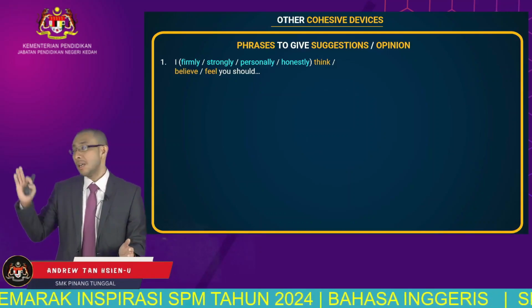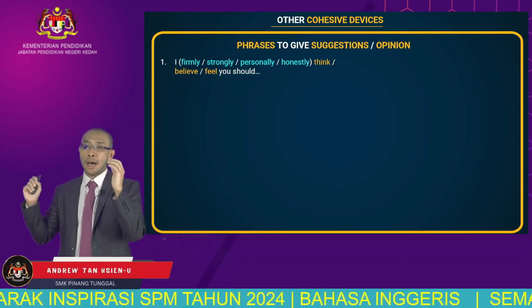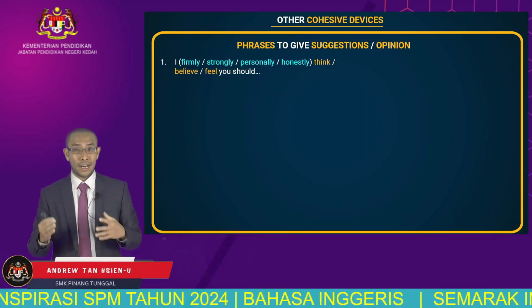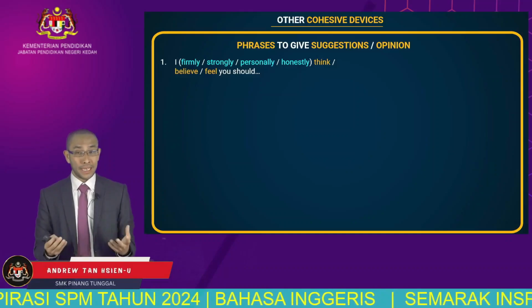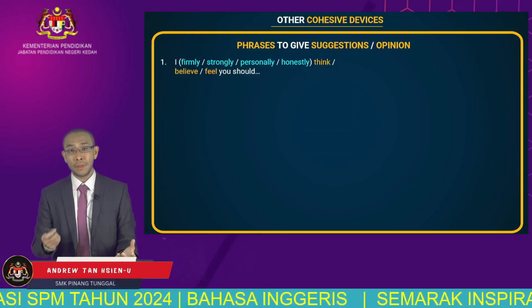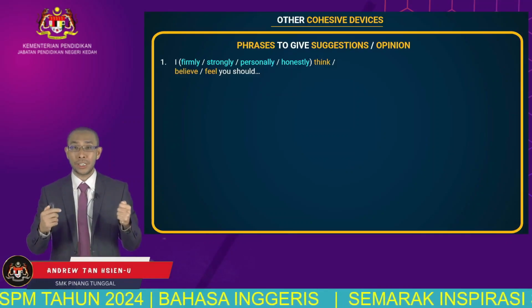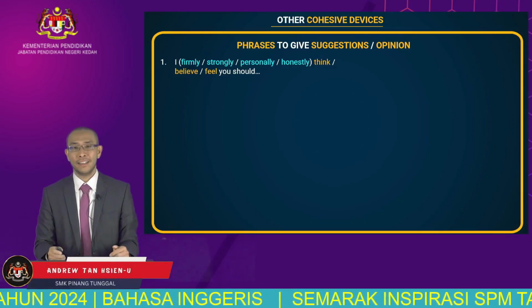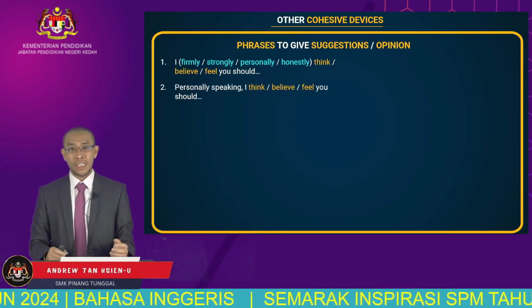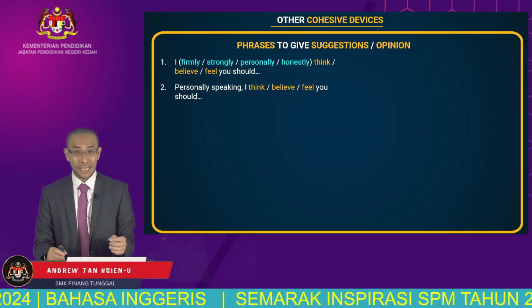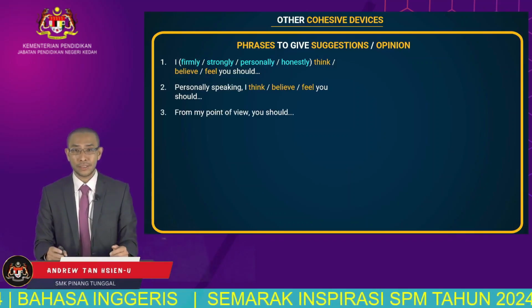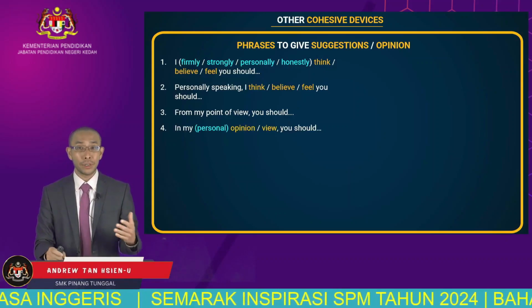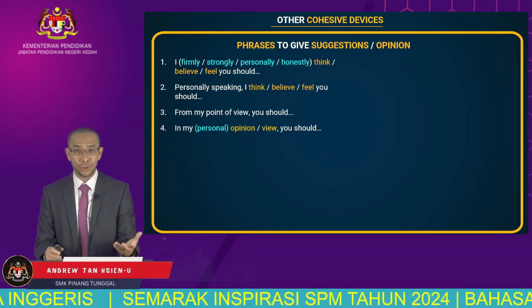So here you can pick and choose one from the blue and one from the orange to write your sentence on giving an opinion or suggestion. For example, I can say, I personally feel you should what? All right. The next one, personally speaking, I think, believe, or feel you should. From my point of view, you should. In my personal opinion or view, you should.